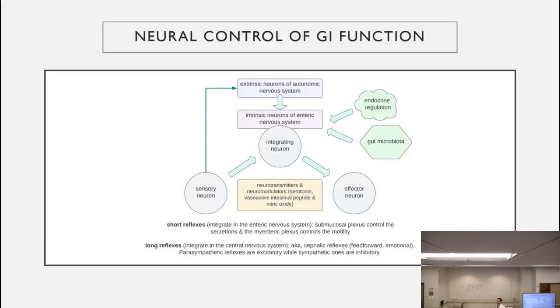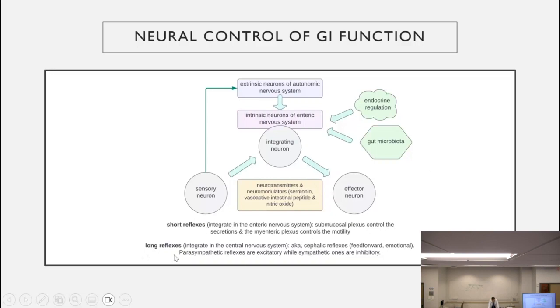Okay, before we eat, just after we eat, or when all the food passes to the small intestine, or when we have the food in the large intestine, the local regulation is going to be the most important thing, but we always have the supervision of the parasympathetic and sympathetic nervous systems. So we have these short, or local, reflexes integrated in the enteric nervous system, composed of two plexuses: the submucosal plexus, which typically controls the secretions, and the myenteric plexus, which controls the motility of the different viscera.